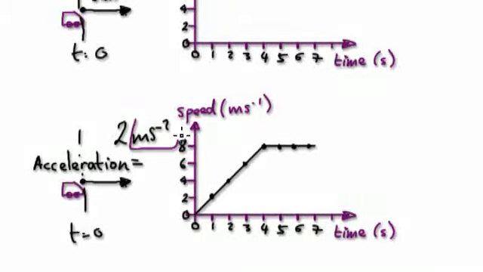Again, don't worry about this bit. So his acceleration is 2 meters per second squared. What that means is every second his speed will increase by 2 each time. So look, 1 second, his speed. Remember, this is the speed time graph. So his speed increases by 2.